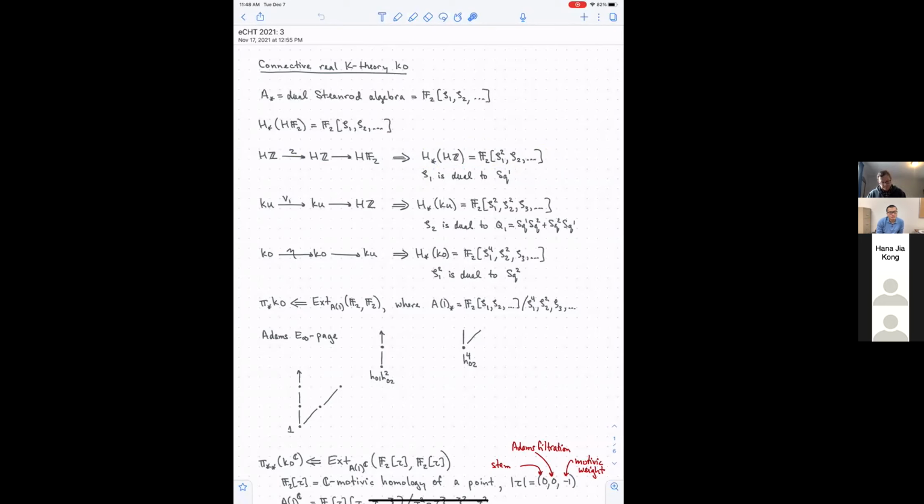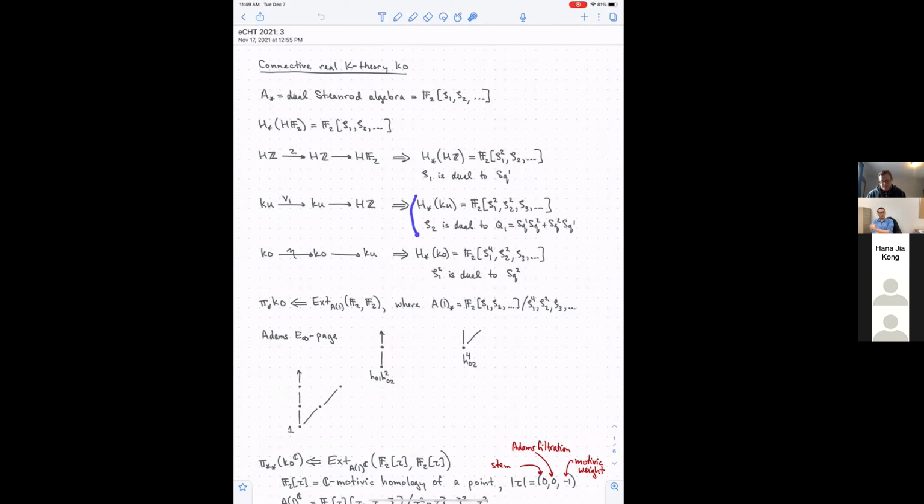Now, little ku is connective complex K-theory, and there's a map from ku to itself called v1, whose cofiber is HZ, the thing that we just computed up here. And from this cofiber sequence and the computation of H star of HZ, you can do some algebraic manipulation, and you can compute the homology of little ku.